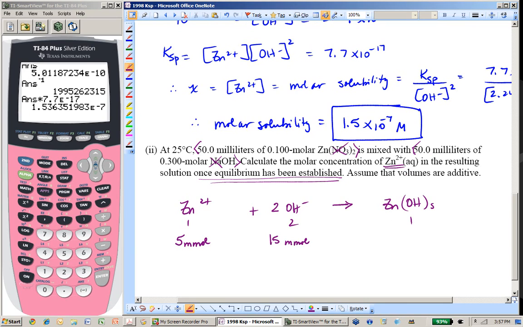All right, so now, what's the scoop? Well, somebody's limiting. Who's limiting? Well, if you used up all 5 millimoles of your zinc, you would need only 10 millimoles of hydroxide to react. Therefore, 5 millimoles excess. That's what's going to be floating in the solution. Excess. And then, just for fun, I would make 5 millimoles of solid as well.